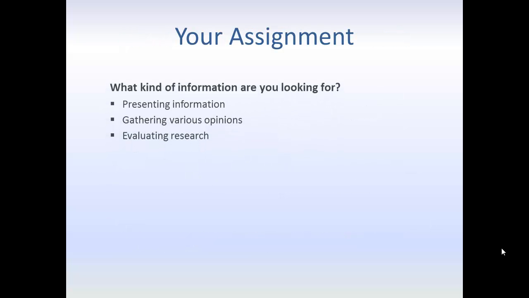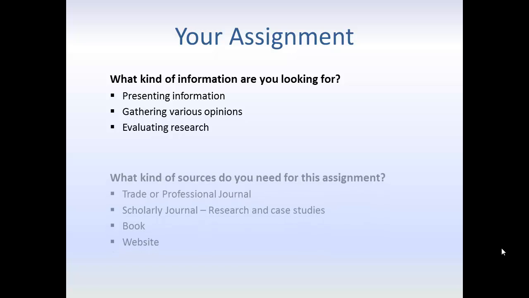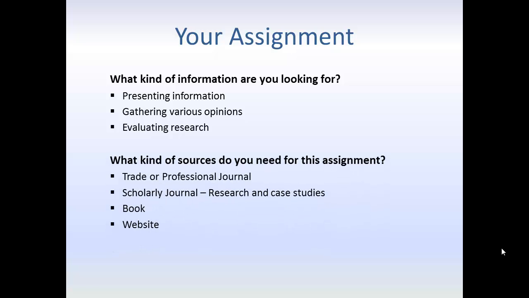Your assignment. Before you begin finding sources for your assignment, know what kind of information and the kind of sources you need to complete the assignment. What kind of information are you looking for? Presenting information, gathering various opinions, evaluating research? What kind of sources do you need for this assignment? Trade or professional journal, scholarly journal, research and case studies, book, website? This information will help you determine if the sources you have chosen are appropriate for your assignment and/or research project.